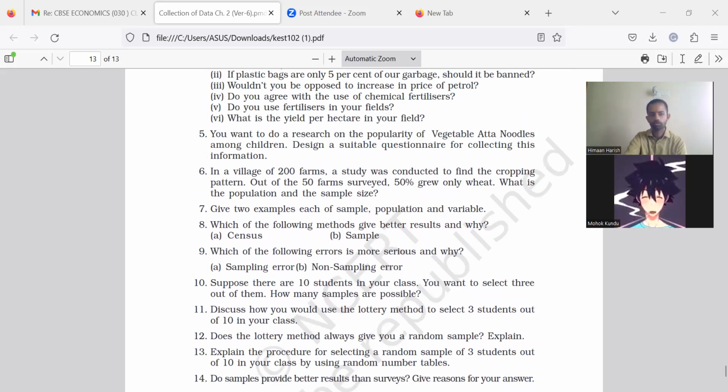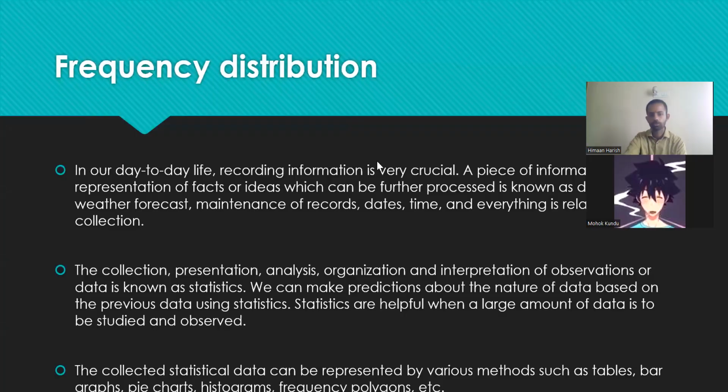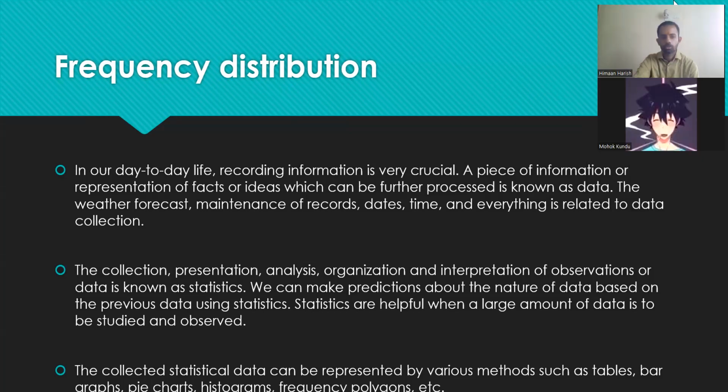Yesterday we finished sources of data, and we have also covered the census and the National Sample Survey Organization. We started with organization of data, and now we are coming to frequency distribution. In our day-to-day life, recording information is very crucial. A piece of information or representation of facts or ideas which can be further processed is known as data. The weather forecast, maintenance of records, dates, time, and everything is related to data collection.